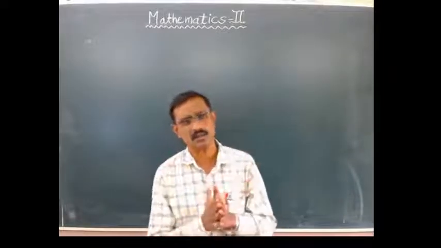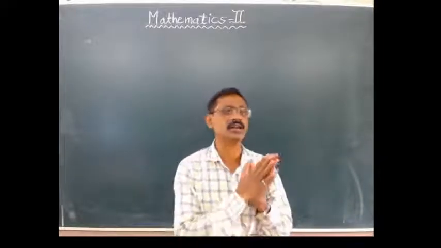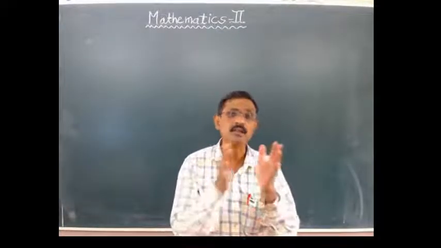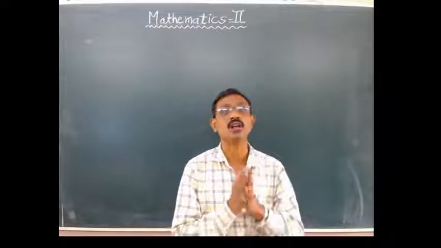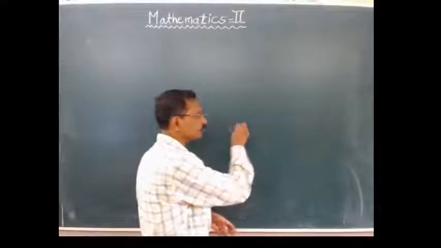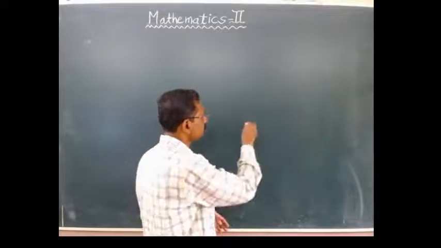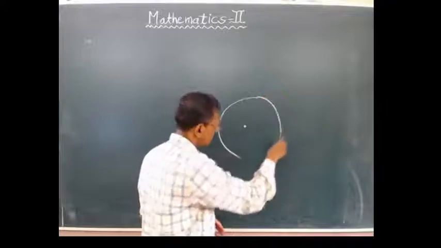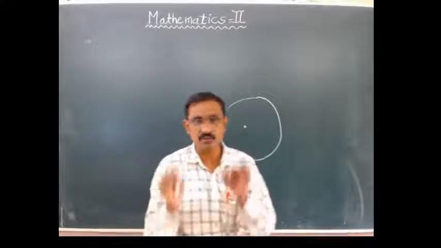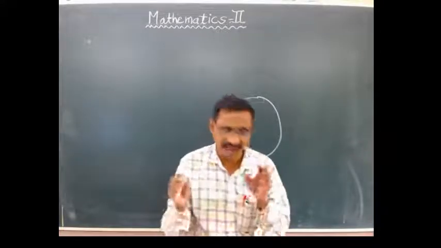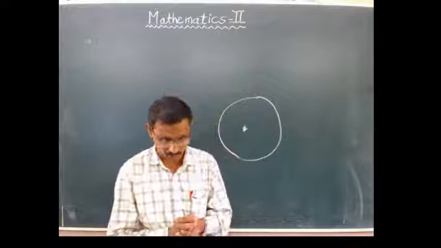What is a circle? Basically, what is a circle we are studying right from our primary classes. A circle is a set of points which are equidistant from a fixed point. Now, if you take a fixed point, a circle is at an equidistant from this fixed point, and this fixed point is called the center of the circle.